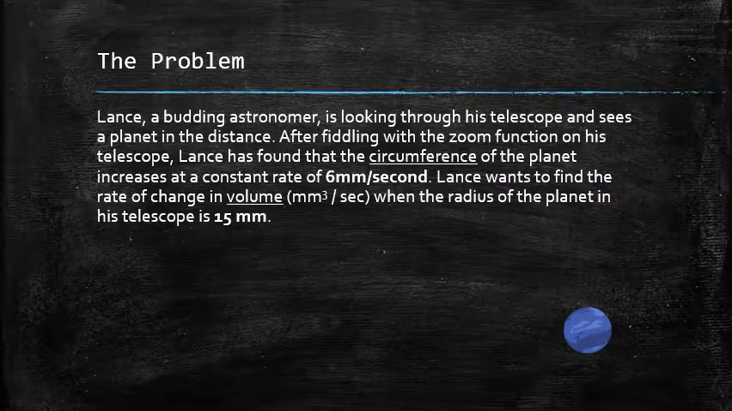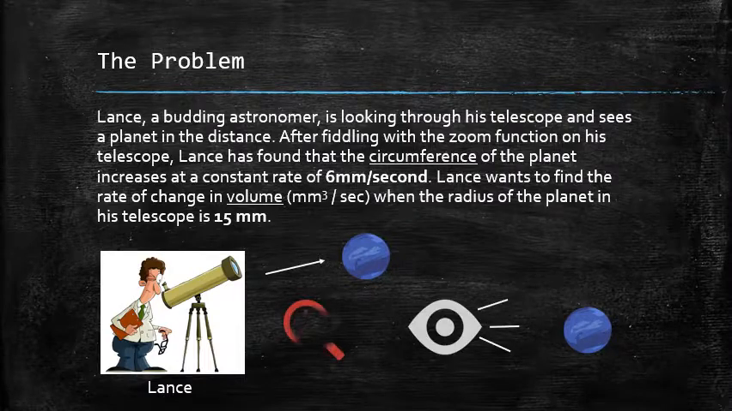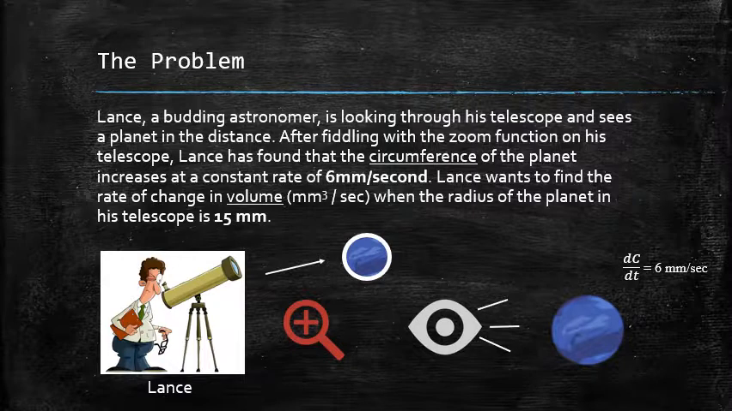Okay, let's look at our problem. So we have Lance, a budding astronomer, and he's looking through his telescope and he sees a planet in the distance. So after fiddling with the zoom function on his telescope, kind of just like with the camera, Lance has found that the circumference of the planet increases at a constant rate of 6 millimeters per second. Lance wants to find the rate of change in volume, which is in millimeters cubed per second, when the radius of the planet in his telescope is 15 millimeters. So that's the radius he sees in the telescope, not the actual size of the planet, obviously.